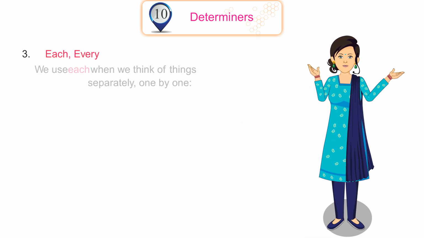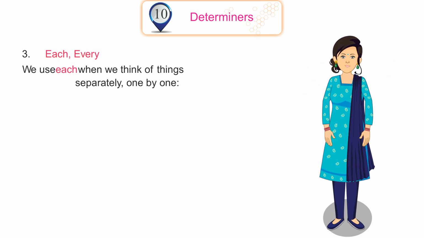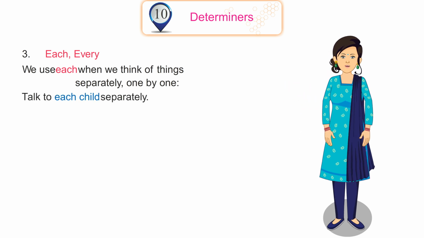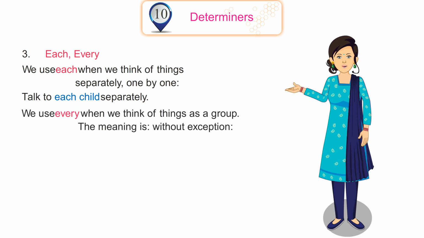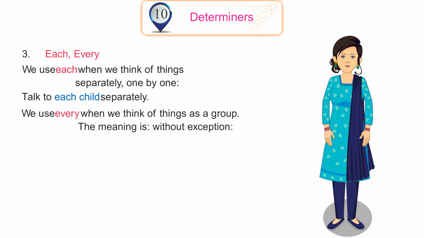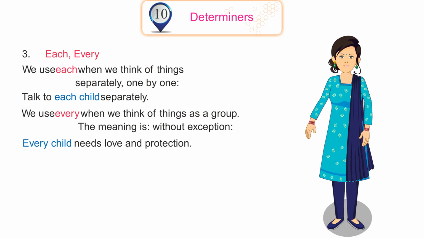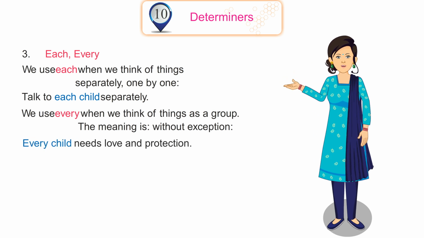Each, every. We use each when we think of things separately, one by one. Talk to each child separately. We use every when we think of things as a group. The meaning is without exception. Every child needs love and protection.